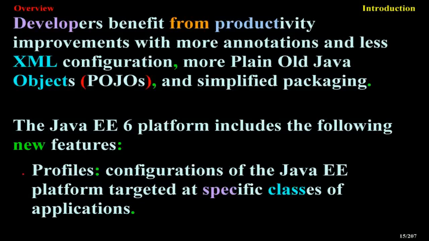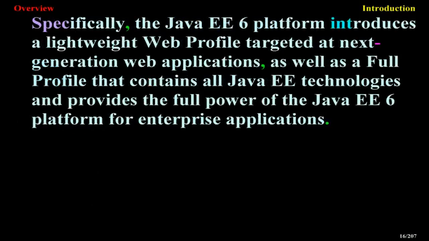Configurations of the Java EE platform targeted at specific classes of applications. Specifically, the Java EE 6 platform introduces a lightweight web profile targeted at next-generation web applications, as well as a full profile that contains all Java EE technologies and provides the full power of the Java EE 6 platform for enterprise applications.